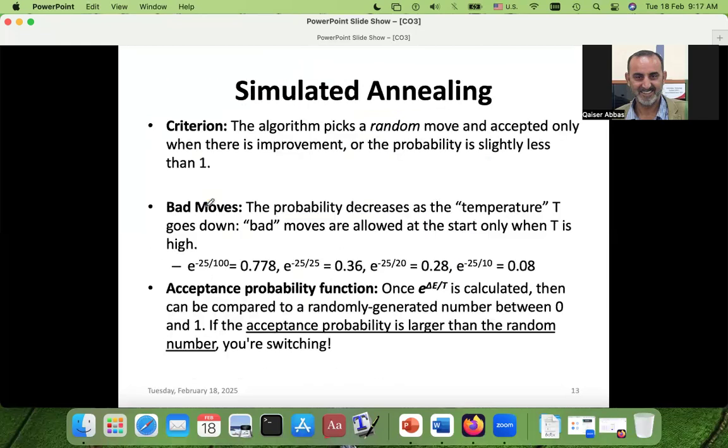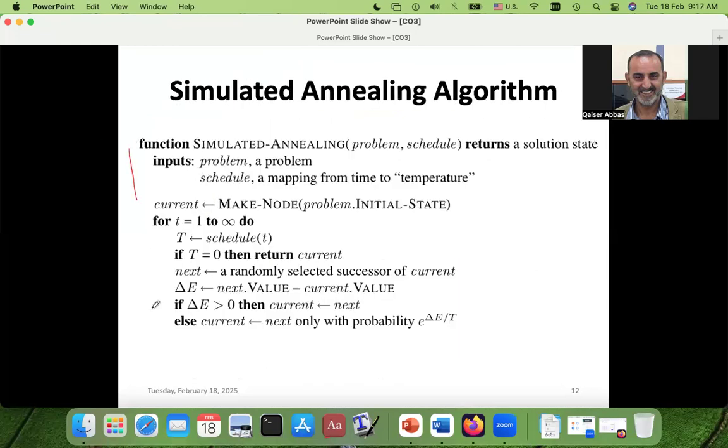By the way, how many students have understood this simulated annealing? Raise your hands, please. Okay, good. Yesterday it was not a good experience, but now it is good.